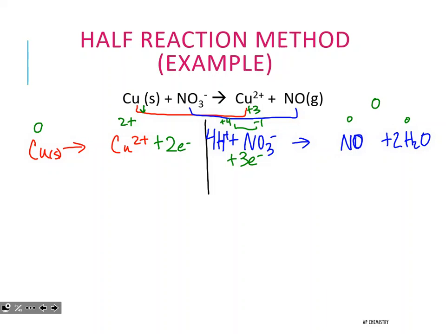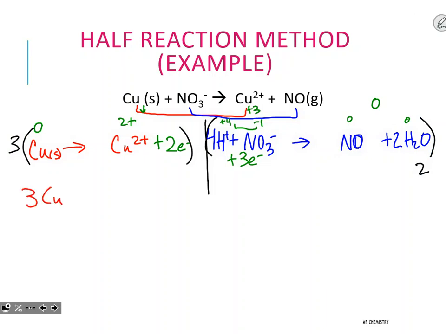Does each half reaction have the same number of electrons? No. So how can we make them have the same number of electrons? We can go for the least common multiple, yes. So we're going to multiply this side by 3, but what you multiply the electrons by, you have to multiply all of the elements by. And on this side, what are we going to multiply by? 2. All right, so go ahead and do that.